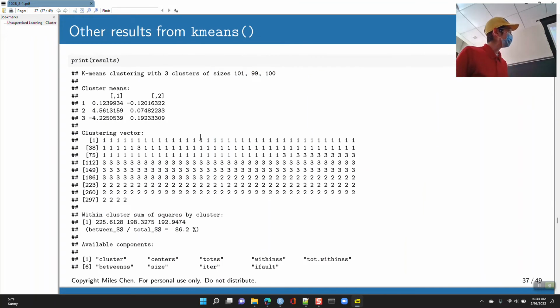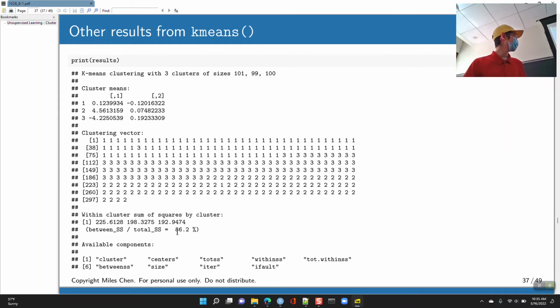Here we can see the assignments, and when I generated the data, the first 100 were part of cluster 1, the next 100 were part of cluster 2, and the last 100 were part of cluster 3. So we could say this pretty much classified everything correctly. There were a couple of outliers where we had two points that got swapped or switched. And so this is the clustering vector, the results here.